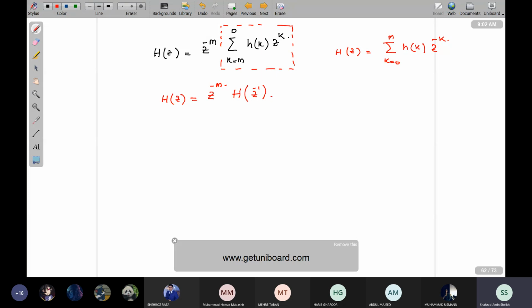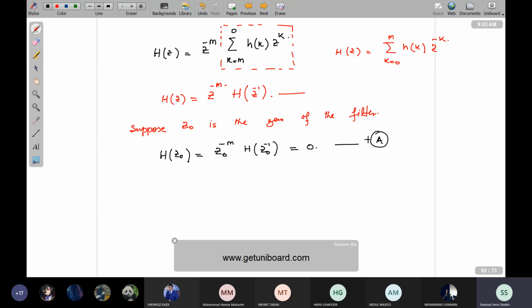And now we call this equation as, so suppose z naught is some constant. Z naught is the zero of the filter. So we can write h of z naught, that would be equal to z naught raised to power minus m, h of z naught inverse, and that would be equal to 0. So that's my equation A.